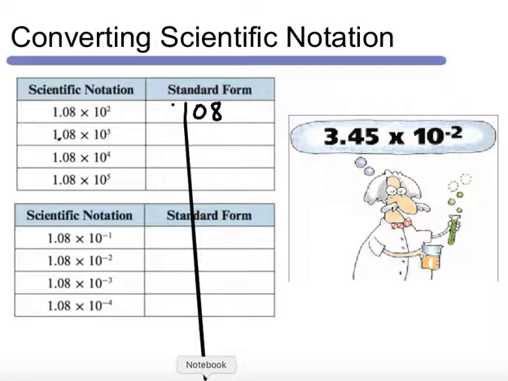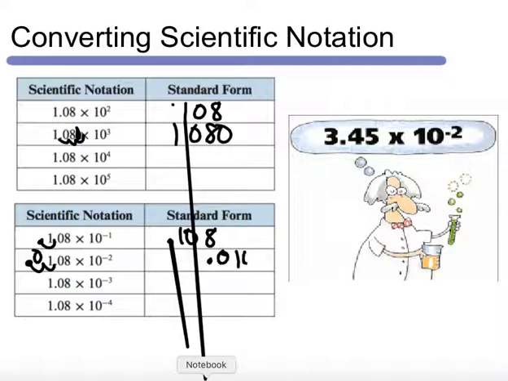And for the second one, we move it 3 times, and in the empty space we put a 0, so I have 1,080. Next, we move it 4 times, we get 10,800, and so on. Now, if I have a negative exponent, I move it to the left. So I'm really dividing by 10, so I get 0.108. And the next one, we move it twice, fill in the empty gap with a 0, and get 0.0108, and so on and so forth. So, being able to go from scientific to standard, use those powers of 10 to help you.